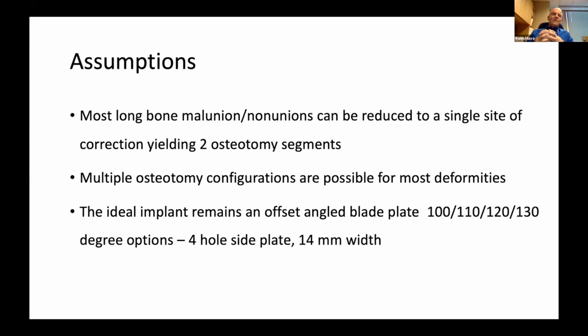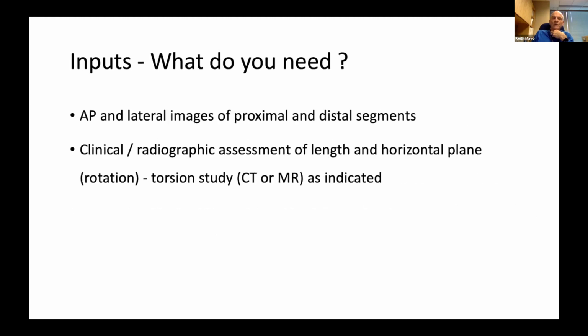And the assumption of these is that most, although certainly not all, long bone malunions and nonunions can be reduced to a single site of correction with 2 osteotomy components. Given that, you can have multiple different osteotomy configurations. And the ideal implant for this set of problems is one of the angled osteotomy plates, which for the most part are offset. They're double angled, and we'll look at why that is in a bit. But the problem is they are fixed lengths. They only have 4 side plate holes, and their blade is like standard blades, 14 millimeters in width.